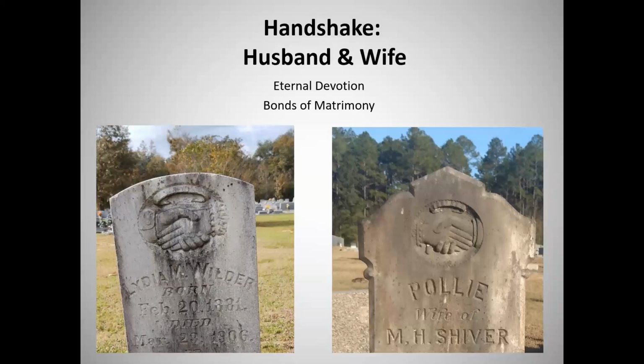This is eternal devotion and showing the bonds of matrimony. Make sure to pay attention to the sleeves. You'll notice over here, you can see the frills on the wife's sleeves and the buttons on the husband's, and the same in this one. And you also see the little crown that represents matrimony.